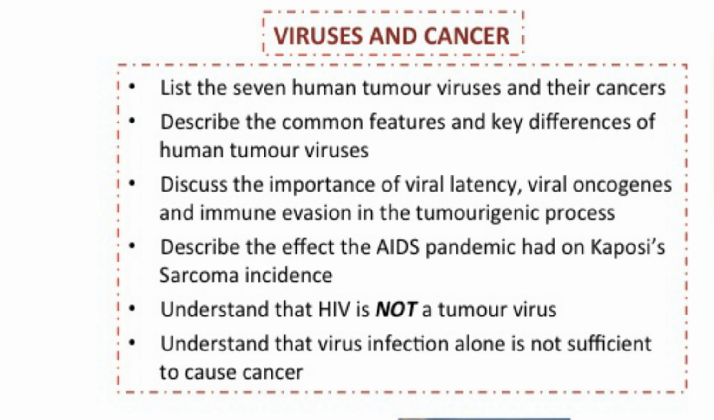Viruses and cancer. By the end of this lecture, you will be able to list the 7 human tumour viruses and their cancer. Describe the common features and key differences of human tumour viruses. Discuss the importance of viral latency, viral oncogenes and immune evasion on the tumorigenic process. Describe the effect the AIDS pandemic had on Kaposi's sarcoma incidence, whilst understanding that HIV is not a tumour virus itself, and understand that virus infection alone is not sufficient to cause cancer.